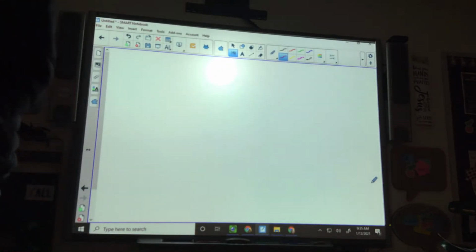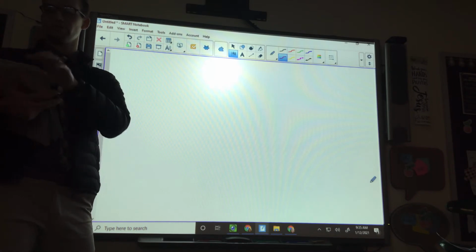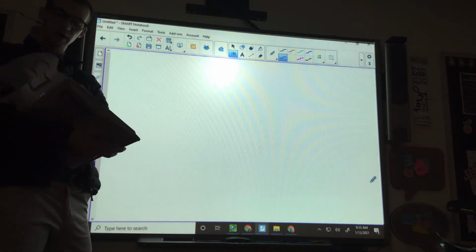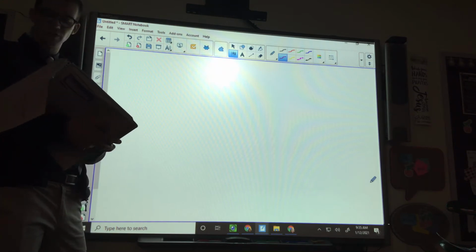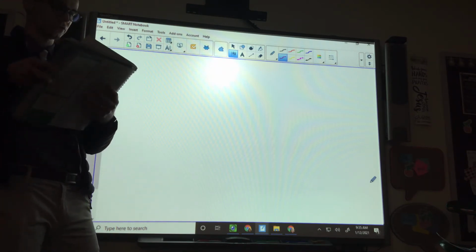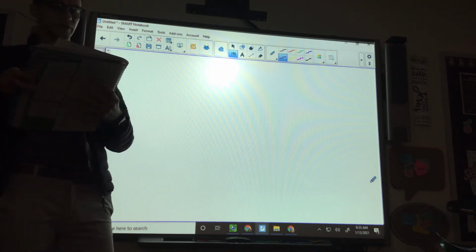Okay, so we're on page 141. It's talking about using a tree diagram to find your combinations. Remember from Friday, we talked about the different types, like if you have different sandwich options, and a sandwich and a drink.